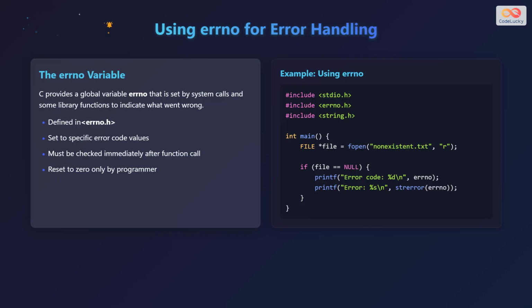We attempt to open a non-existent file. If the file opening fails, we print the error code and a human-readable error message using the strerror function, which converts the errno value into a descriptive string.